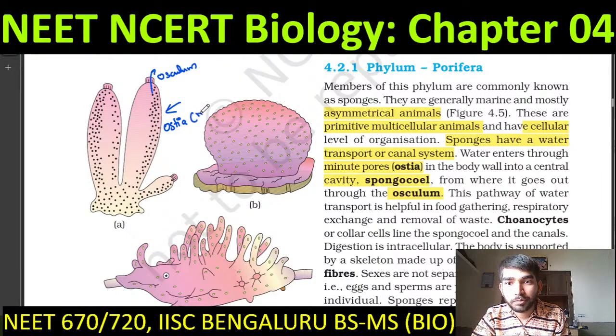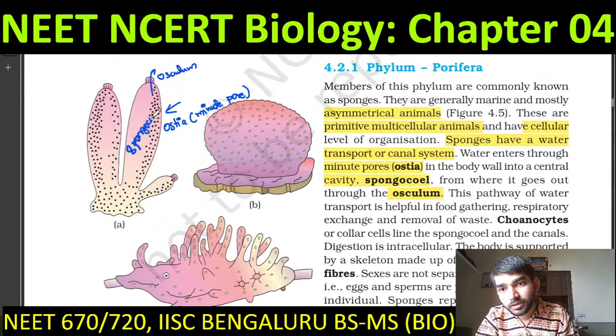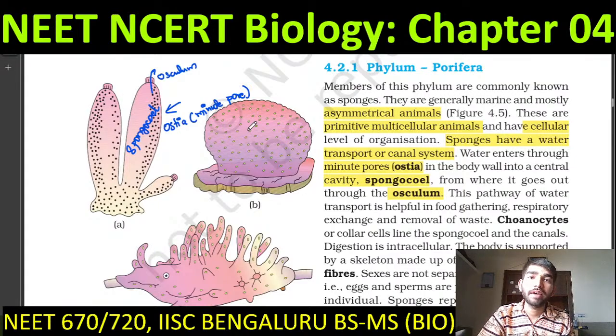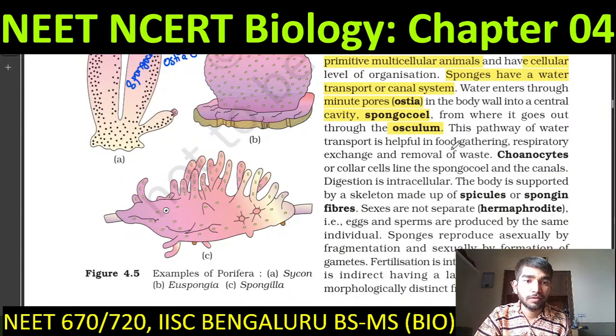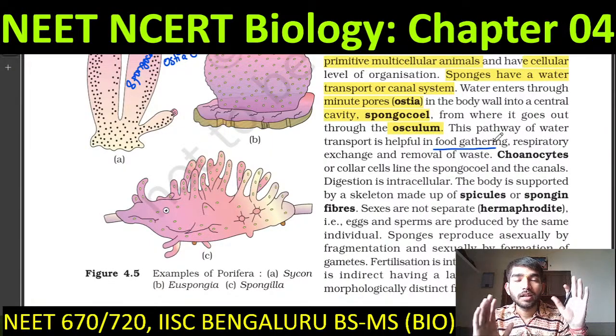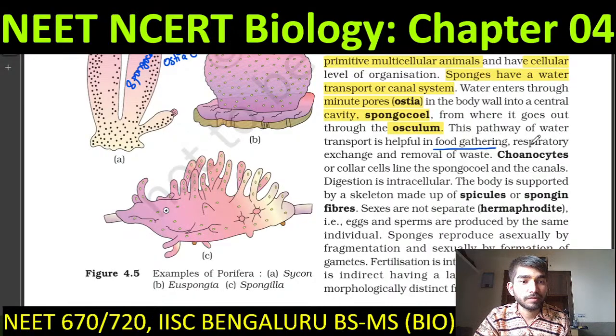These minute pores on the body of poriferans are called ostia, and this entire inner cavity is called spongocoel, meaning a cavity present in the body of sponges. So water enters through ostia, which are minute pores, and exits through the osculum. This pathway of water transport is helpful in food gathering. Whatever comes with the water, they collect everything, process it, and then remove all the waste from their body or spongocoel. Respiratory exchange and removal of waste.